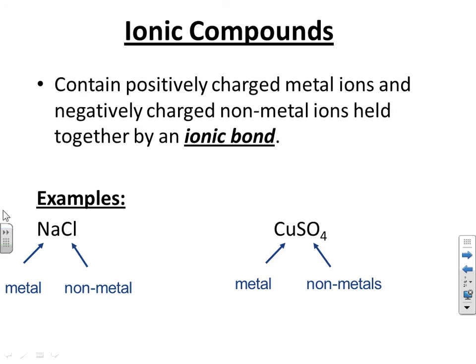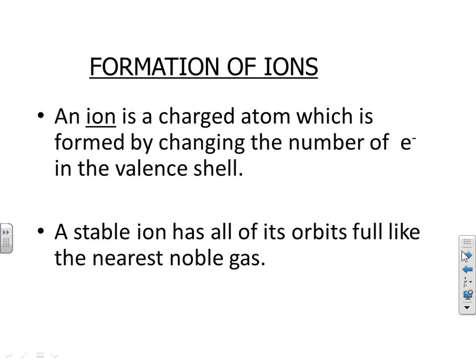Again, I'm never sure. Can I continue? We're good to go? If I jump ahead and you're not ready, just tell me. Formation of ions. An ion is a charged atom which is formed by changing the number of electrons in the valence shell, or the outer shell.